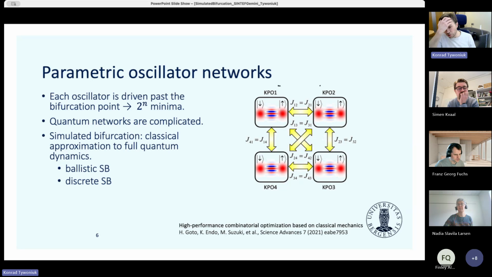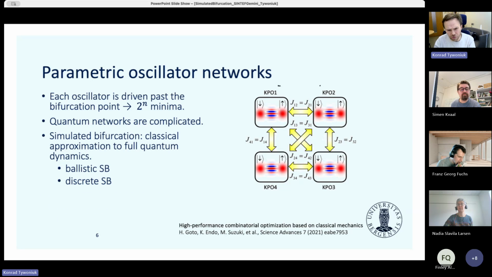So what we have been working on is, of course, much simpler. It's a classical algorithm, a classical approximation to the full quantum dynamics. We basically neglect a bit of the dynamics. You can ask me later for the details, but it's more or less the classical equivalent. So in a sense, it's not a quantum superposition cat state, but a classical set of oscillators dynamically driven through their bifurcation points. This is solved two ways, with ballistic and discrete versions of this.